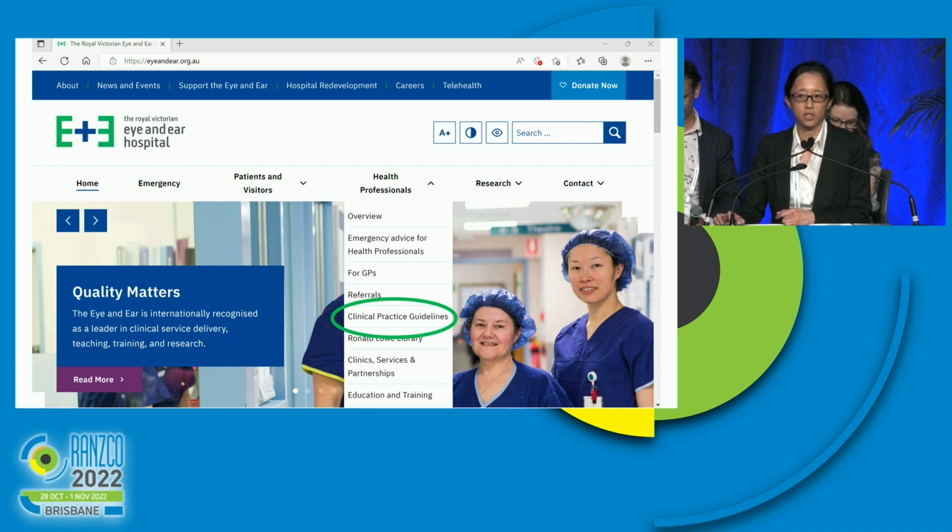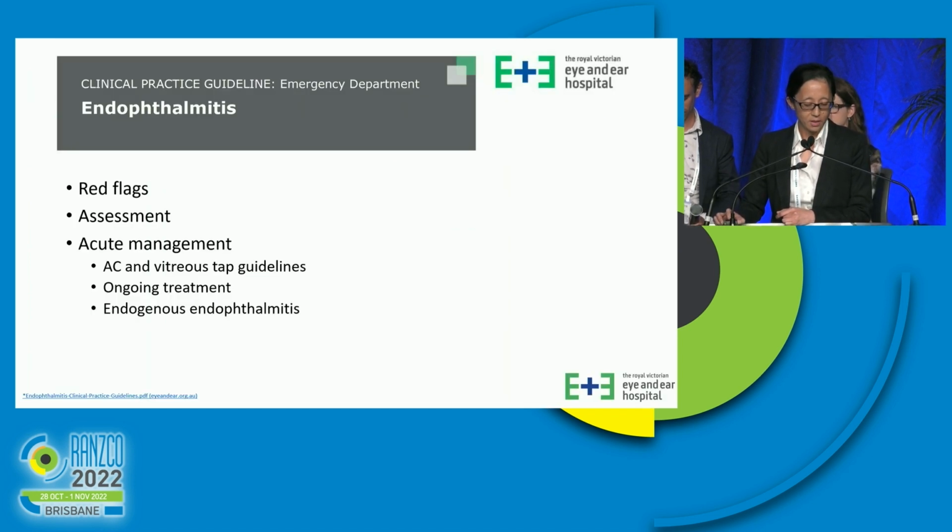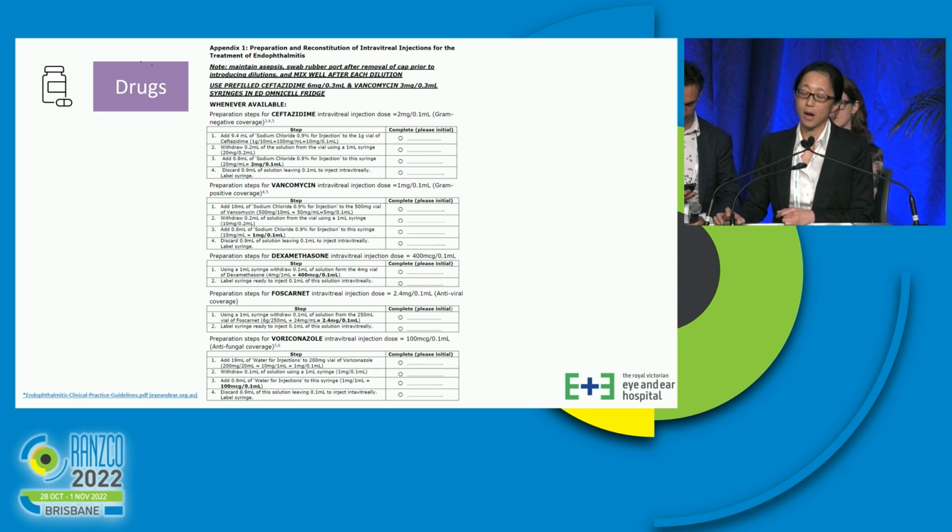If you go under Health Professionals and click on our clinical practice guidelines, amongst our many guidelines is our endophthalmitis one. And here you'll find a document on the assessment and acute management of endophthalmitis. But the most useful page for someone like me is Appendix number 1, which goes through all the drug doses and dilutions for ceftazidime, vancomycin, dexamethasone, and if you need them, foscarnet and voriconazole. And there are tick boxes so that your assistant can mark them all off as you're performing the dilutions to make sure there are no drug errors.